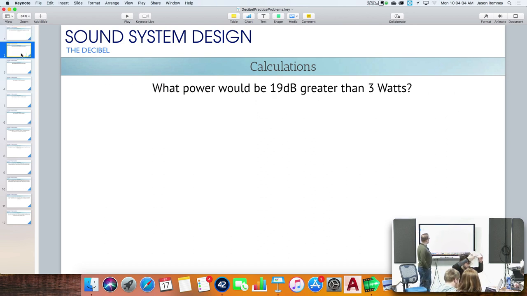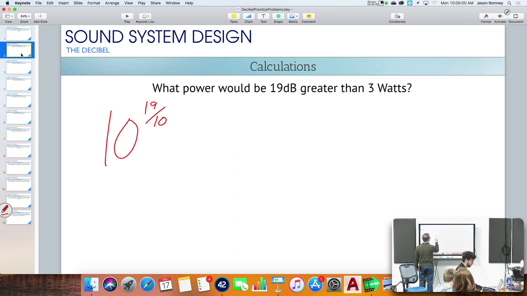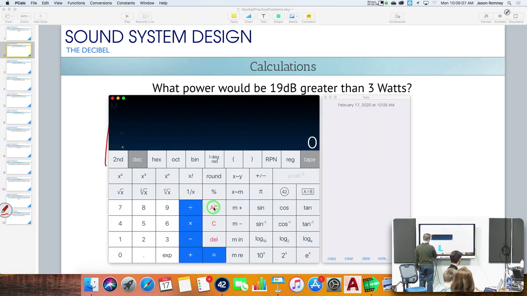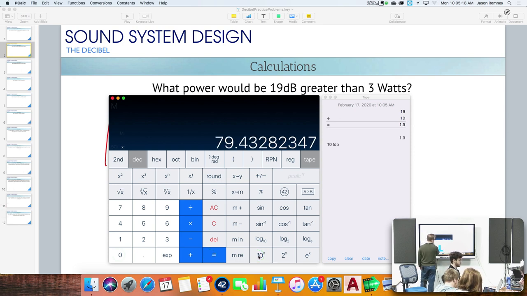So what power would be 19 dB greater than 3 watts? That would be my first step too: the power ratio of 19 dB. How would I figure that out? 10 to the dB over 10. So I would do 10 to the power of some decibel value divided by 10, and the decibel value in this case is 19. So 10 to the power of 19 divided by 10. On pCalc I would do 19 divided by 10 first. I got 1.9, and then I would do my 10 to the X button. And there is my answer for the power ratio anyway, which is 79.43.